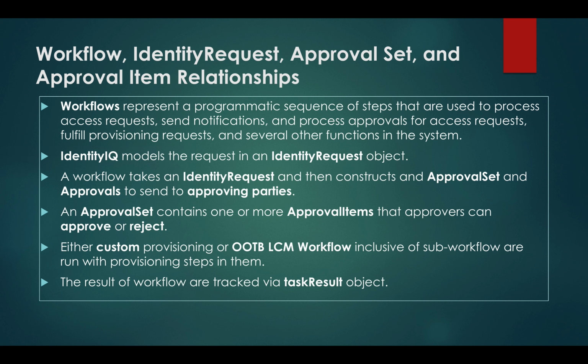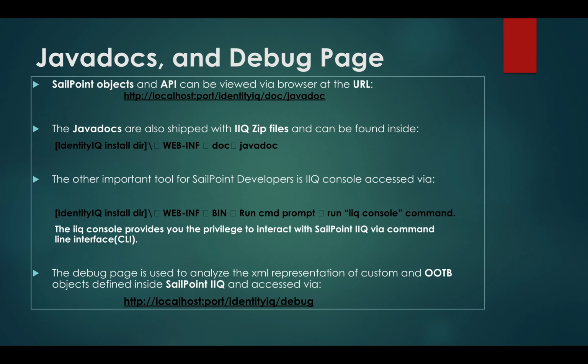In order to proceed with these identity requests, we can utilize either custom provisioning or some out-of-the-box LCM workflows. There are different kinds of out-of-the-box LCM workflows and subprocesses, such as LCM create and update, LCM provisioning, LCM password management, and LCM registration. We also have manage ticket, and identity request sub workflows. The result of workflows is always tracked through the task result object.